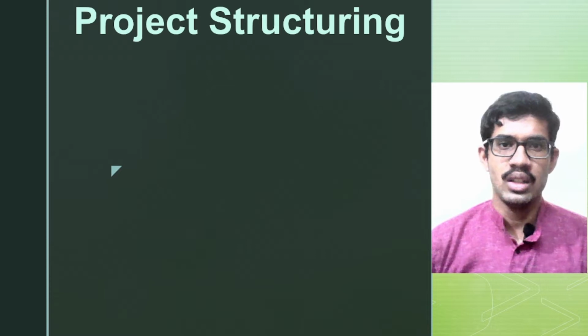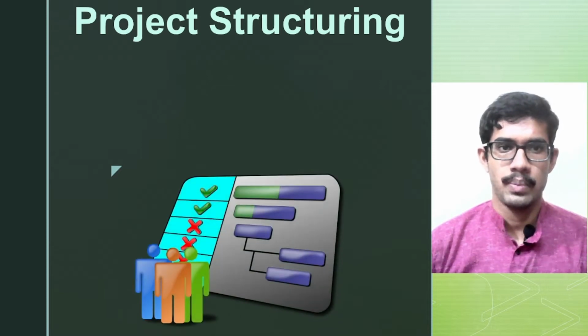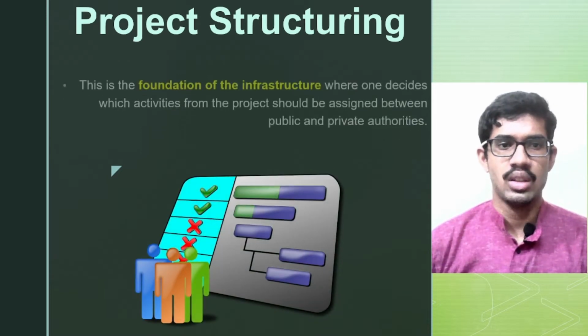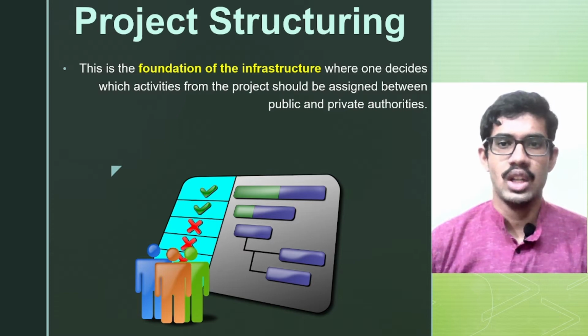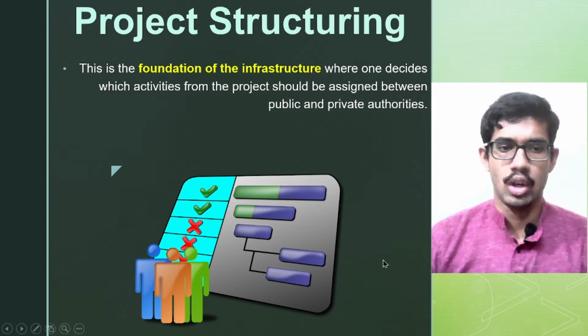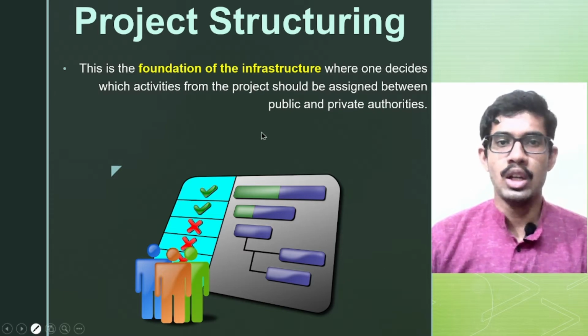So the first implication of public-private partnership in infrastructure is the project structuring. So what is project structuring? This is the foundation of the infrastructure where one decides which activity from the project should be assigned between public and private authorities. So here what is more important is the assignment of the activities between public and private authorities.